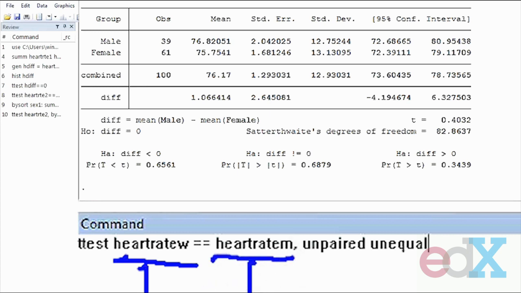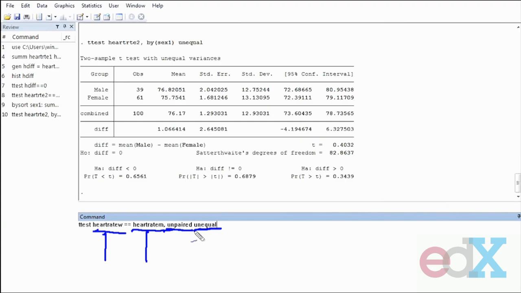And then we have to tell it, STATA will by default do a paired t-test, so we have to tell it this is unpaired. We want to do an independent t-test. And once again, we want unequal variances. So this is how you perform a t-test if you have heart rate for men in one column and heart rate for women in the other column. And remember to use that unpaired option. Otherwise, STATA will perform a paired t-test, which is what we don't want in this case. And that's all for this tutorial.